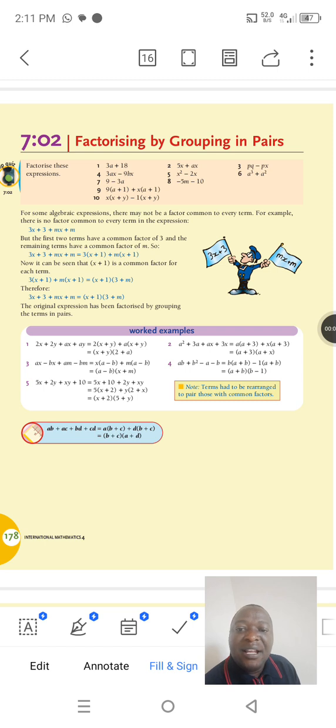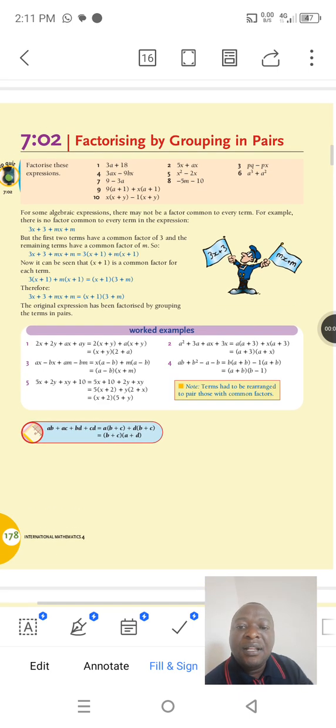Now looking at that expression, that is 3 into x plus 1 plus m into x plus 1. There is again a common factor, which is the expression in the brackets, that is x plus 1. So we factorize it out. When we factorize it out, then the expression becomes x plus 1 in brackets into 3 plus m. That's the final factorized format for that expression.